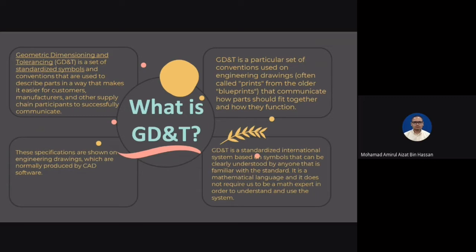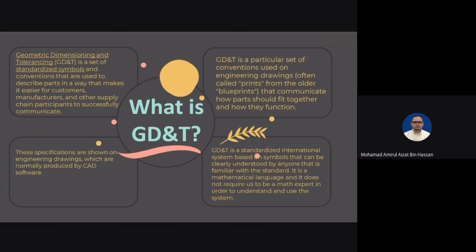Parts that are manufactured in a shop must meet specific specifications. These specifications are shown on engineering drawings, which are normally produced by CAD software or SolidWorks software. GD&T is a particular set of conventions used on engineering drawings, often called prints from the older blueprints. They communicate how parts should fit together and how they function.